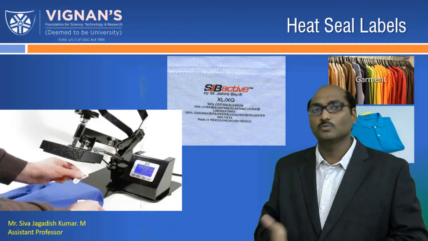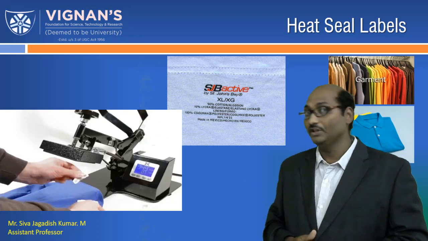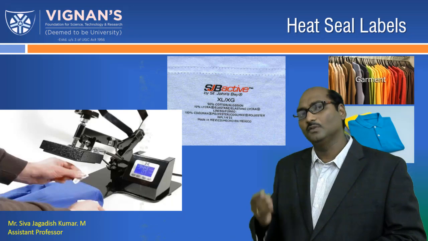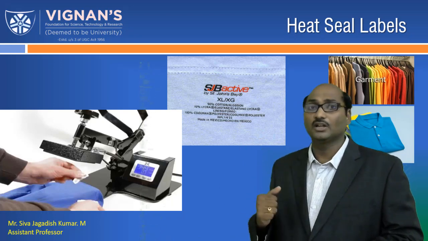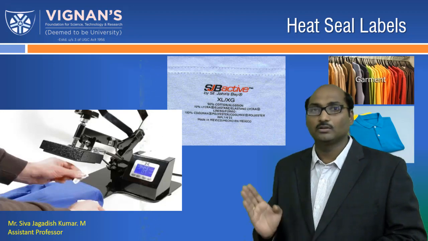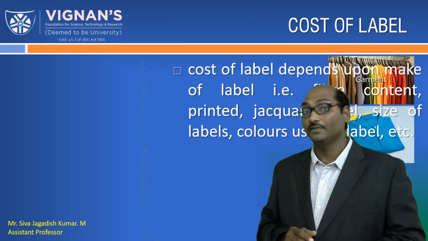Okay, in the earlier class we have discussed about these things, right? Similarly, heat seal labels. Heat seal labels are the ones, like this one, where the application of pressure and also heat, it is like a plastisol print, which will be converted into the garment. Generally for inner wear and all, it will be that.